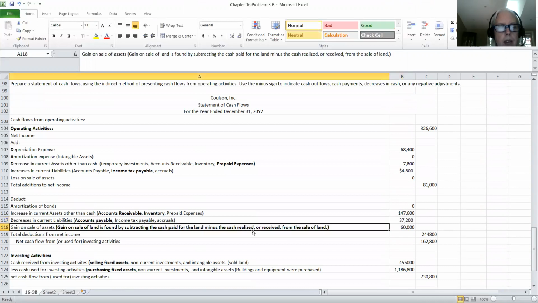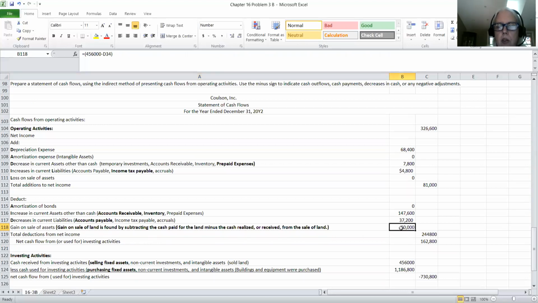On the next line, we have a gain on the sale of assets. And in parentheses here, I've told you how they came up with that. There's a gain on the sale of land that is found by subtracting the cash paid for the land from the cash realized. Cash realized is also the cash that we've received from the sale of the land, and that's $60,000. So you would analyze the land account in your ledger to determine that there was a gain.